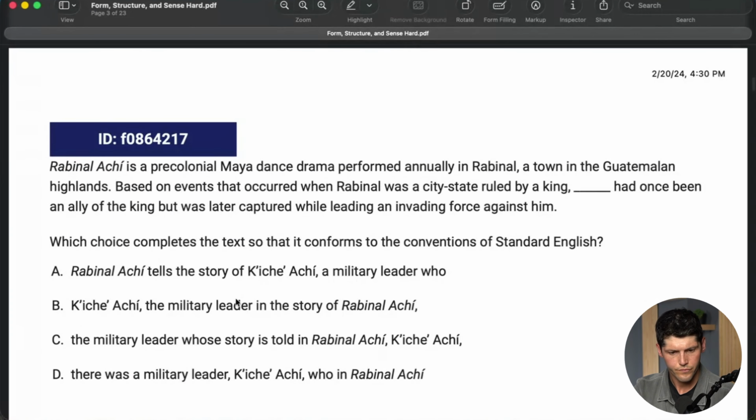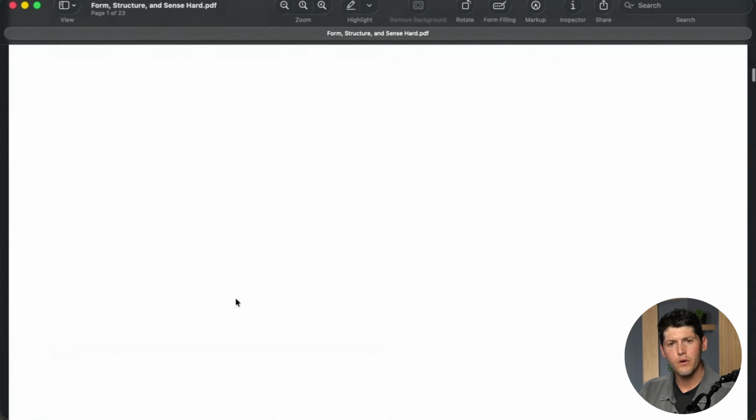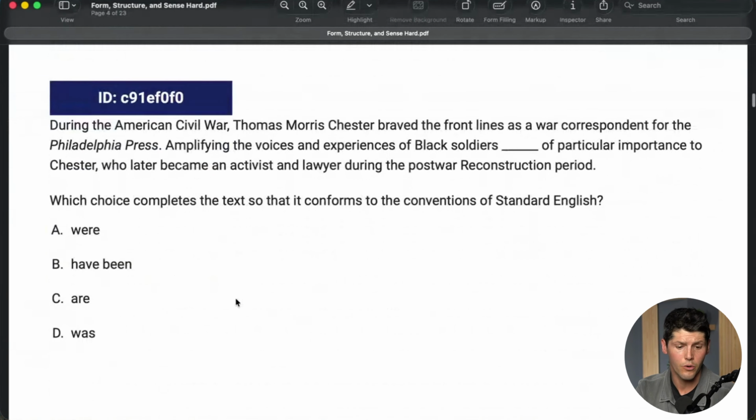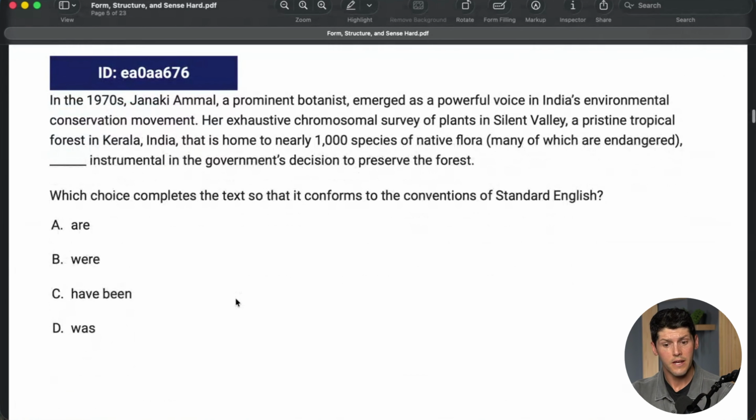So let's find a good verb question. Okay, so I'm going to show you how I know if something is a type 1. If you look at the answer choices to this question, once again, we start with the question itself. It says conventions of standard English. So we know we're working on punctuation, verbs, or modifiers.